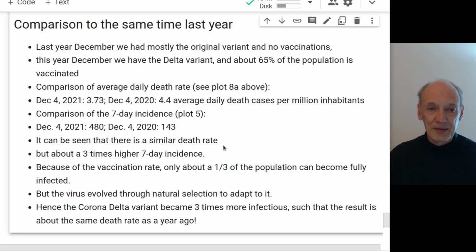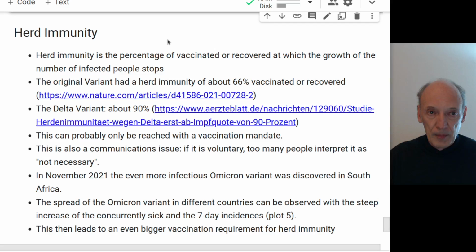We can see that we have a similar death rate, but about a 3 times higher 7-day incidence. Because of the vaccination rate, only about a third of the population can become fully infected, but the virus evolved through natural selection to adapt to it. Hence the Corona Delta variant became 3 times more infectious, such that the result is about the same death rate as a year ago. This leads me to the herd immunity.